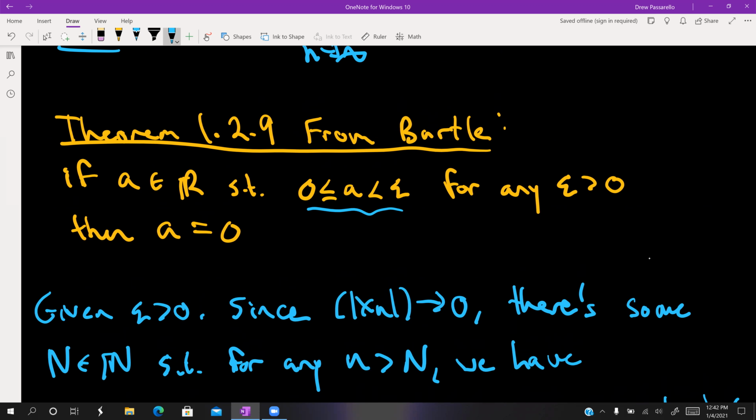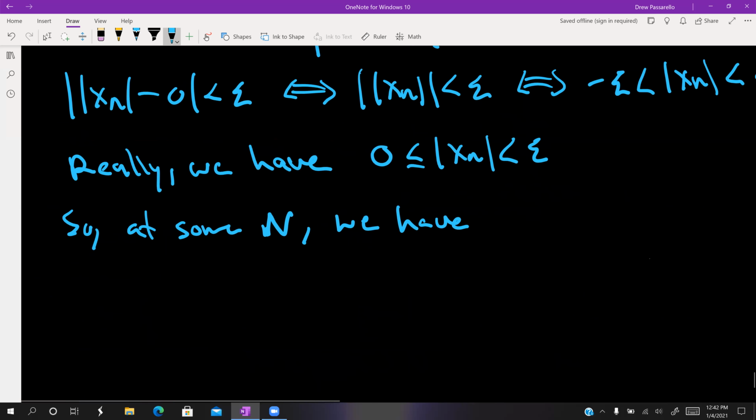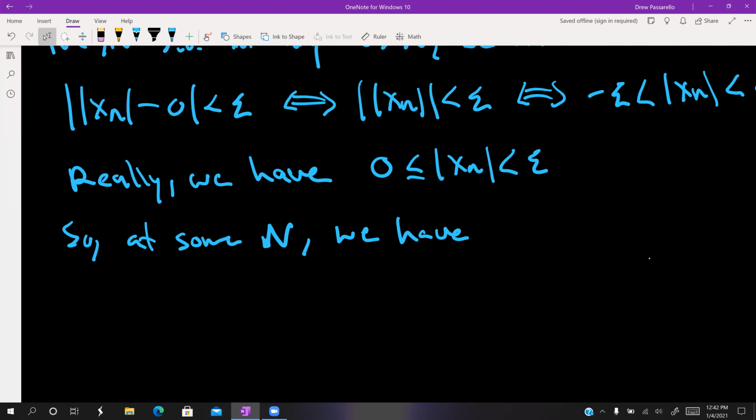So if a is a real number where 0 is less than or equal to a, less than epsilon for any epsilon, then a is 0. We can use this. It's just that now, instead of a, I'm using the absolute value of xn. So based on theorem 1.29, we have that the absolute value of xn is 0.